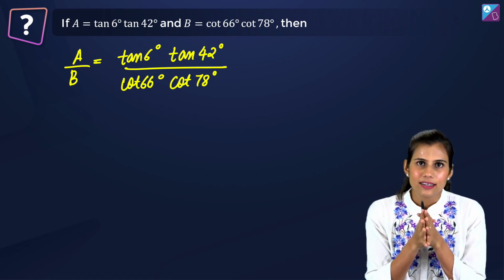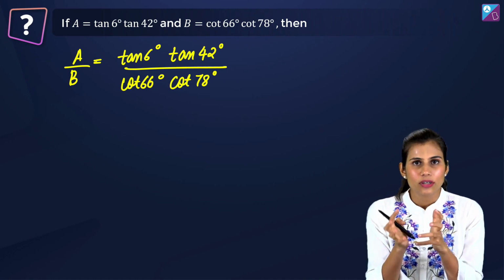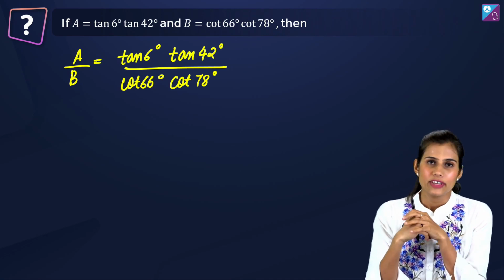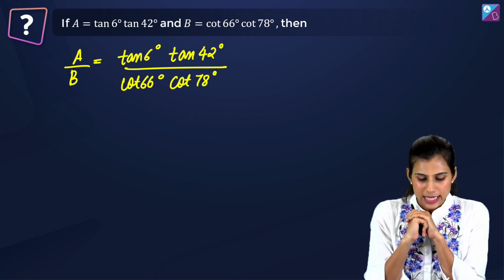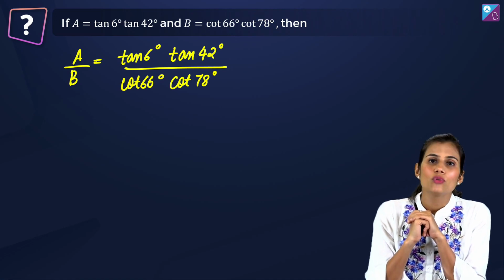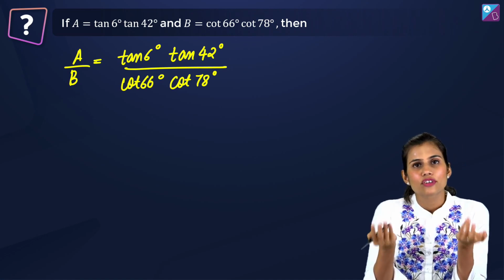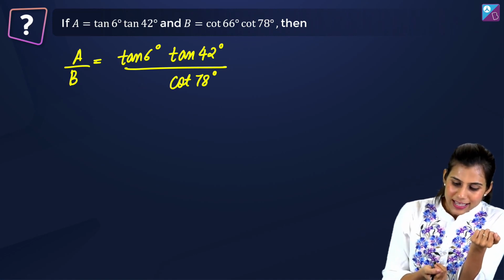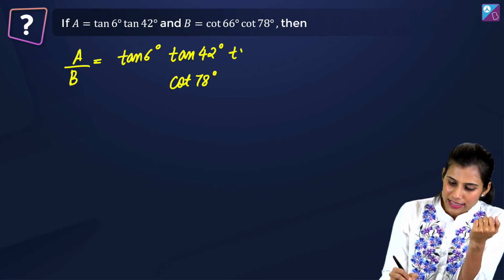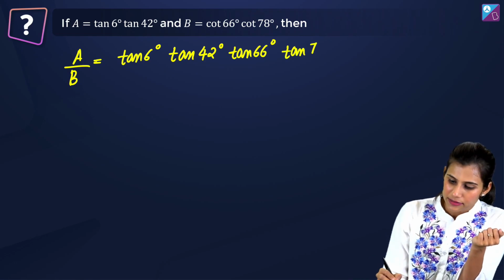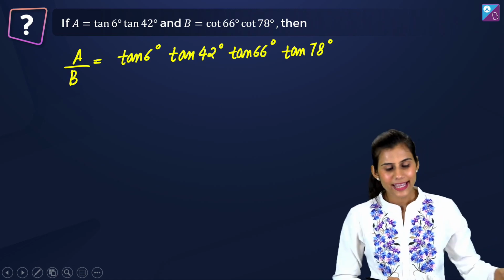When theta is such that tan theta and cot theta are both non-zero, then for that theta, tan and cot are reciprocals of each other. Here 66 degrees and 78 degrees are both acute angles. I know for an acute angle, every trigonometric ratio is positive, it's non-zero. That's why I can write cot 66 as 1 upon tan 66. So tan 66 will come up, and 1 upon cot 78 will be nothing but tan 78. So this is my A by B.